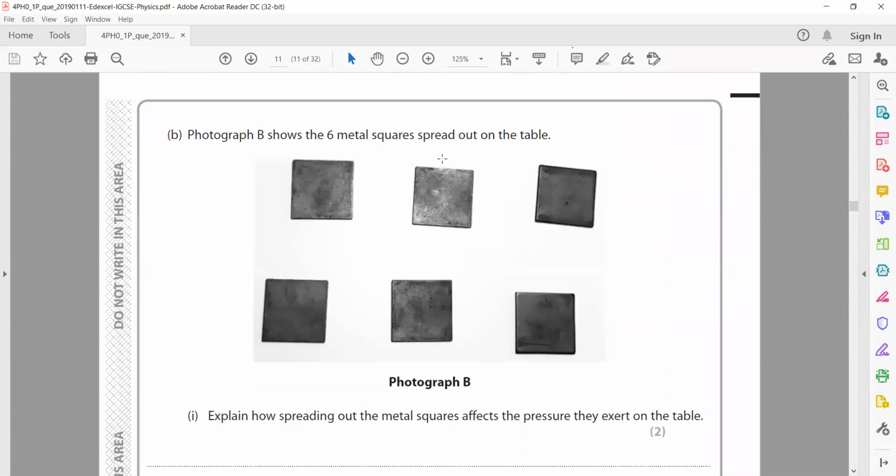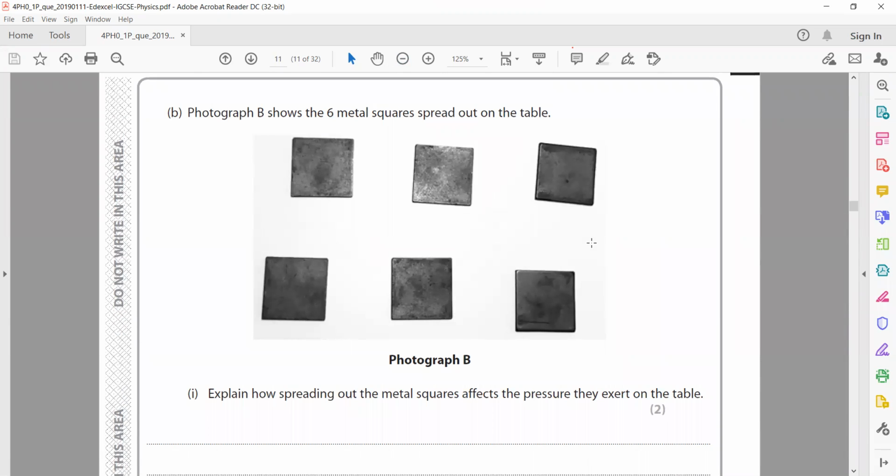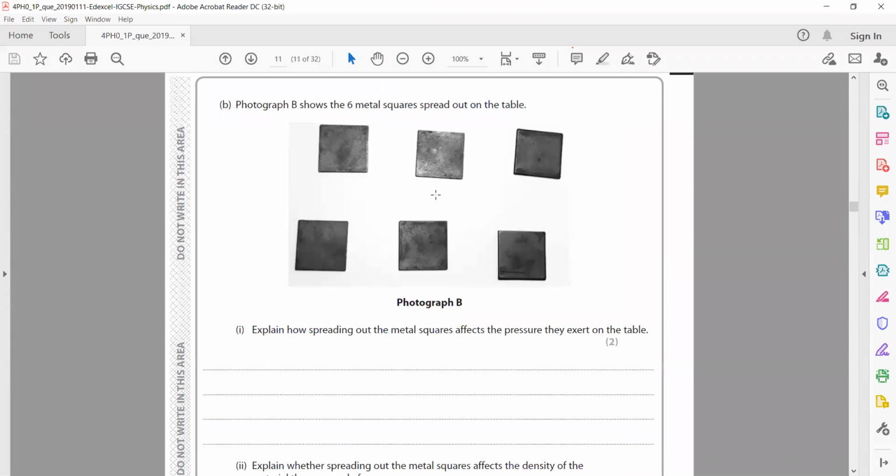Photograph B shows the six metal squares spread out on the table. Explain how spreading out the metal squares affects the pressure exerted on the table.